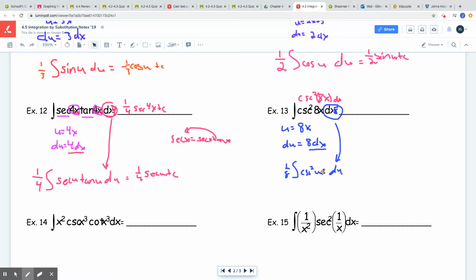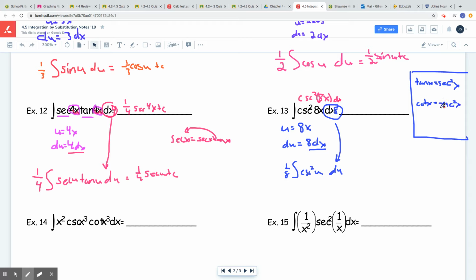What's the integral of cosecant squared u? This is where you need to know all those derivatives. Hopefully, if you remember, put this little box: the derivative of tangent is secant squared x. The derivative of cotangent x is negative cosecant squared x.